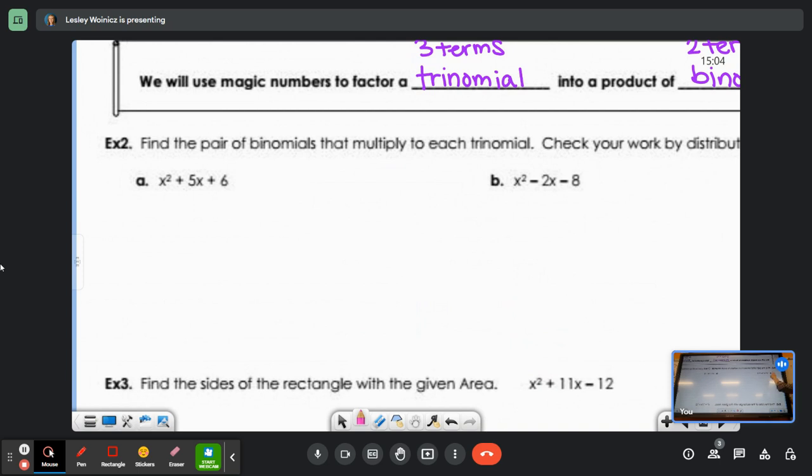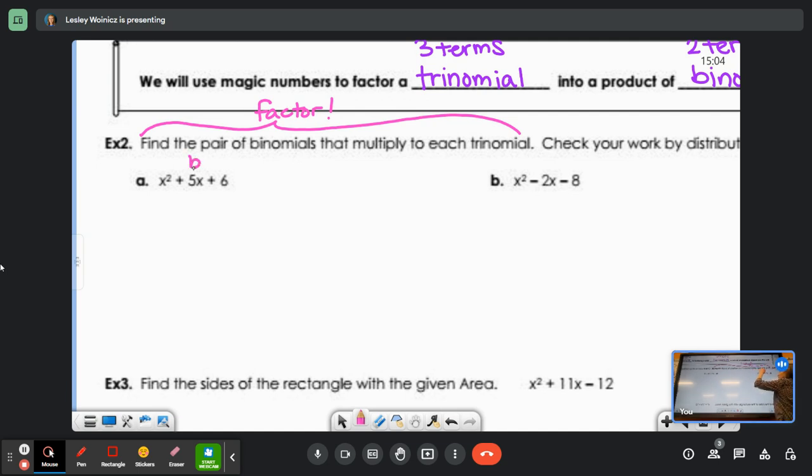So here we want the pair of binomials that multiply to each trinomial. Those directions just mean factor. Okay, and then we're going to check our work by distributing, because factoring and distributing undo each other. So we should end up with what we started with. All right, so let's play the game.